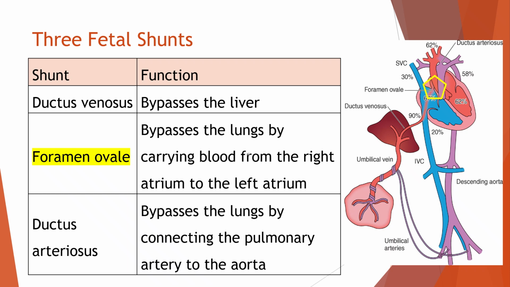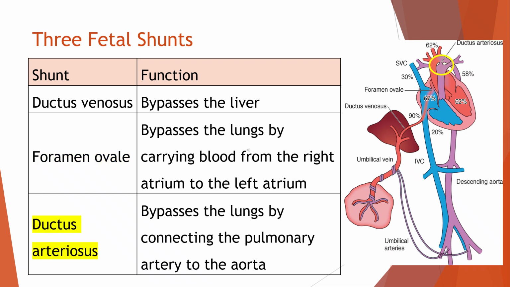This helps the blood bypass the lungs and reach the body quickly. So remember, foramen ovale is the opening between the 2 atria, and it bypasses the lungs. Now, the third shunt is the ductus arteriosus.